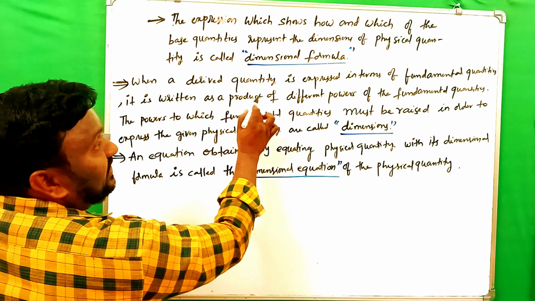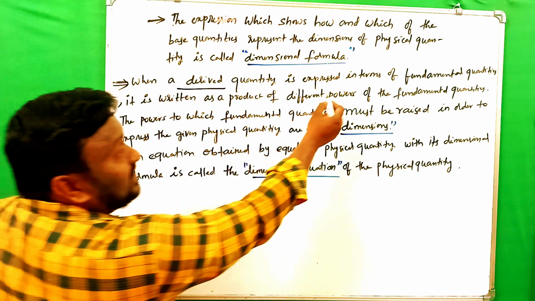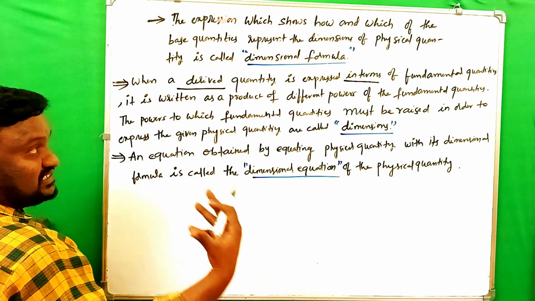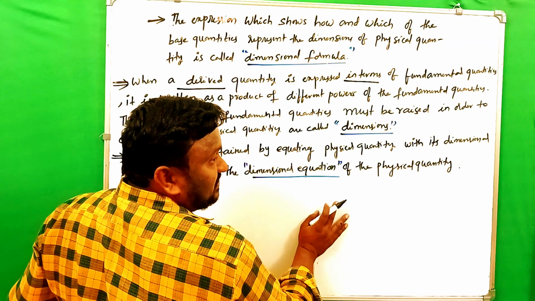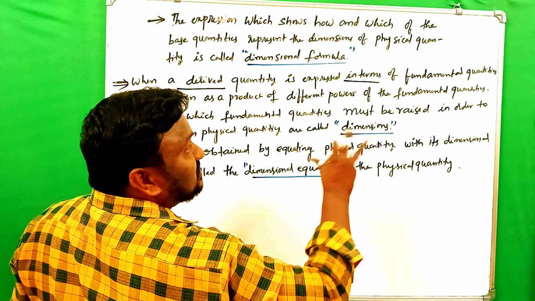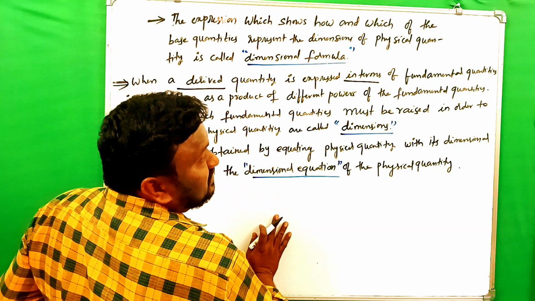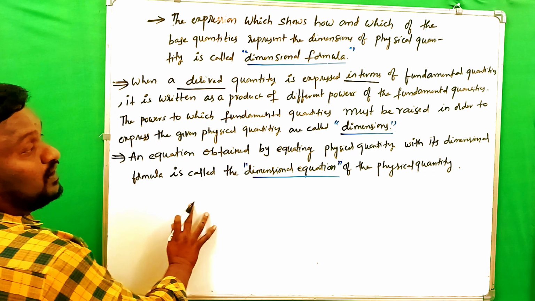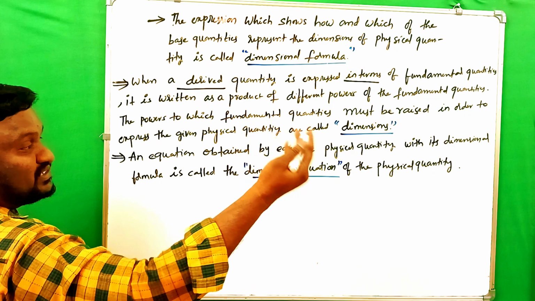When a derived quantity is expressed in terms of fundamental quantities or base quantities, it is written as a product of different powers of fundamental quantities. The powers to which the fundamental quantities must be raised in order to express the given physical quantity are called dimensions. So simply, the powers we write are called dimensions.